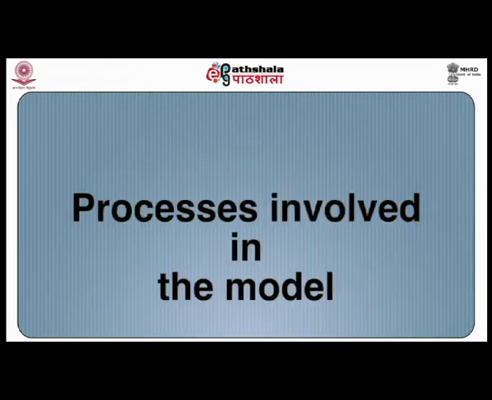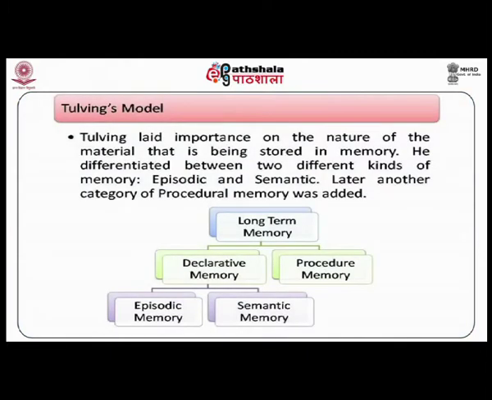The next model is Tulving's model. Tulving focused on the nature of the material that is stored in memory and distinguished between two different kinds of memory, episodic and semantic. Later on, he added another category called procedural memory.